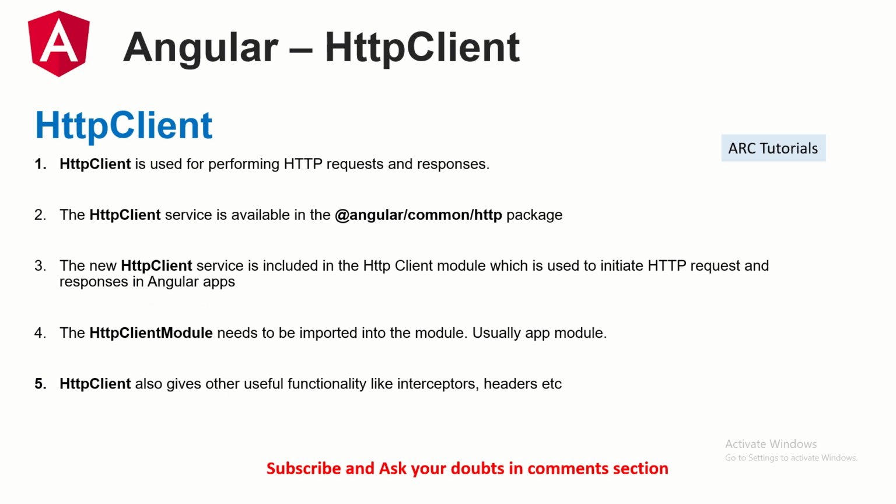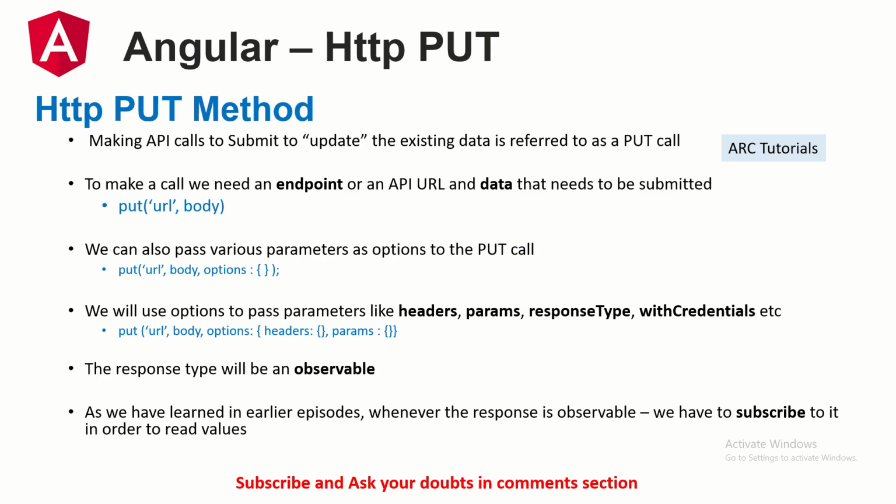A quick note on HTTP client for our viewers who are joining us new. HTTP client is used for performing the HTTP request and responses. HTTP client service is available in the package angular.com/HTTP. To use HTTP client, we need to include HTTP client module in our app module. HTTP client also provides us with very useful functionalities like params, headers, interceptors, response type, etc. We will explore some of these in today's episode, and I'll be dedicating a complete episode for HTTP interceptors soon. That being said, let's get started with the PUT method.